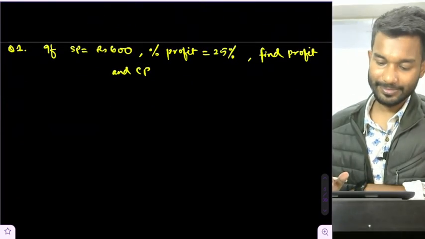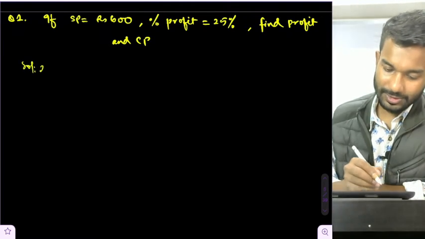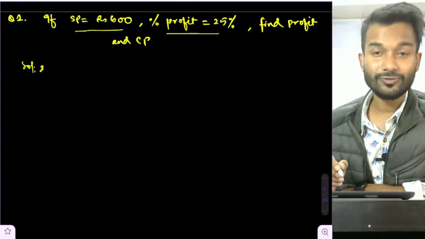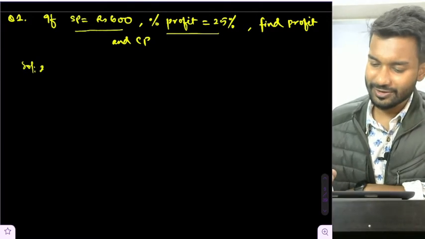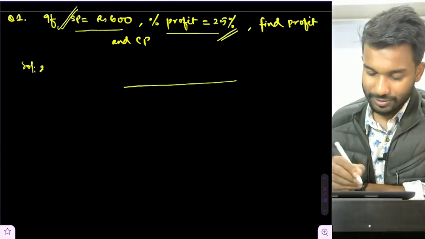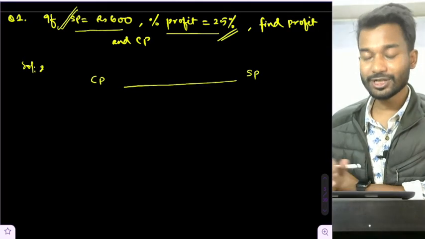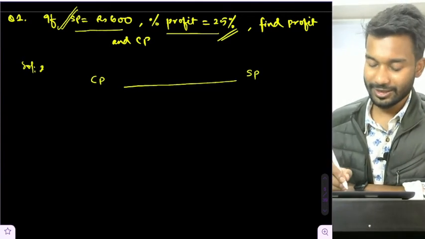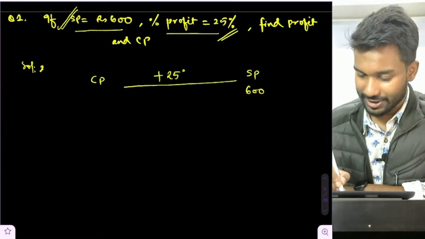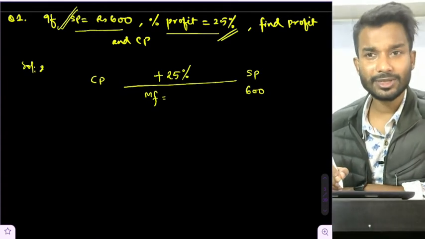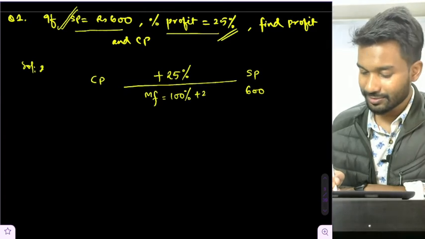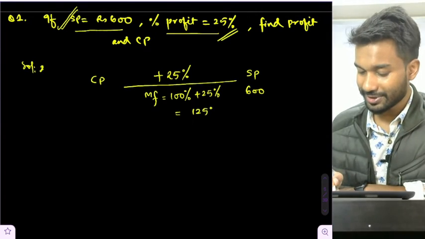Next question, you see. Selling price is rupees 600, percentage profit is 25%. Find profit and cost price. So here also percentage profit is given, first condition satisfied. Either of cost price or selling price is given. So both conditions are satisfied. So what we'll do? We'll write cost price this side, we'll write selling price this side. Do not interchange the position, the answer will be wrong otherwise. So selling price is 600. Profit we write plus 25%. So for the multiplication factor, you can remember this: 5 by 4. But I am explaining how you find it. We have to add 100% plus 25%, which will be 125%.